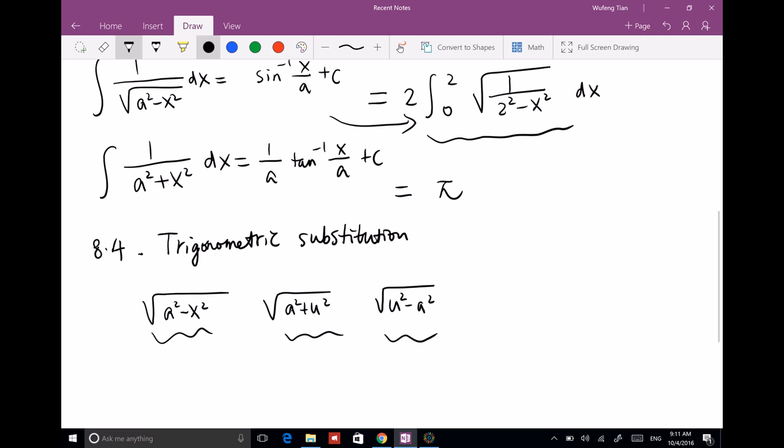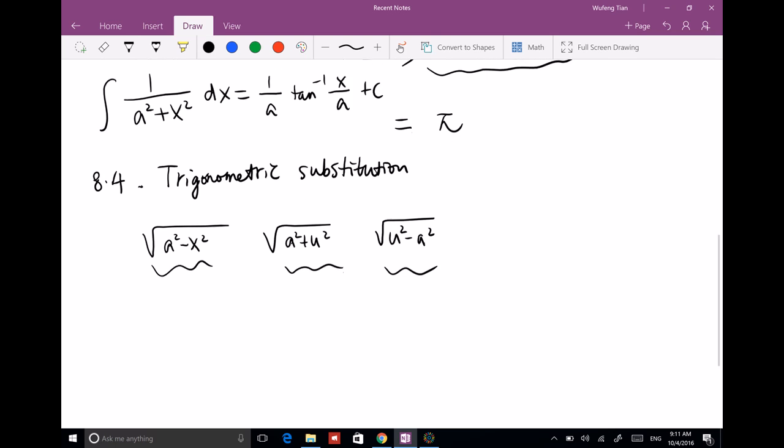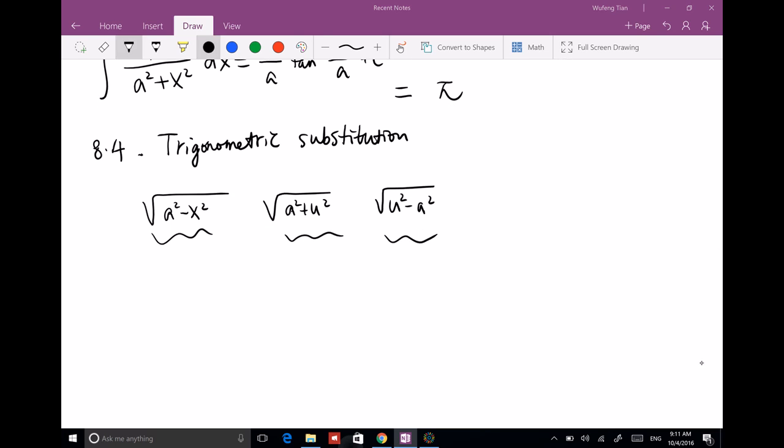Now, when we use the trigonometry substitution, we have to decide which kind of substitution we are going to use. Are we going to use sine theta, cosine theta, tangent theta, cotangent theta, or secant or cosecant? So we have to find out which one we're going to use for the three different square root forms.